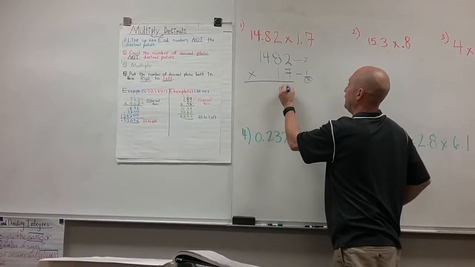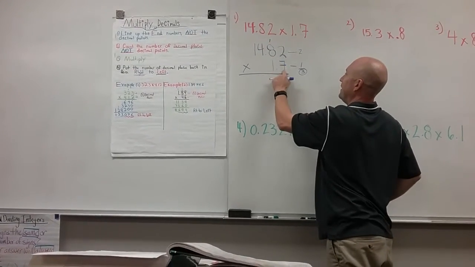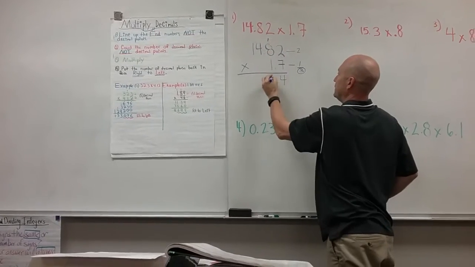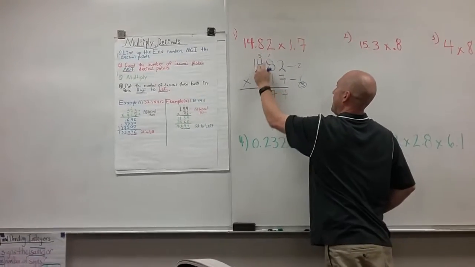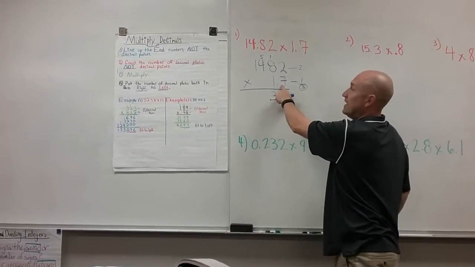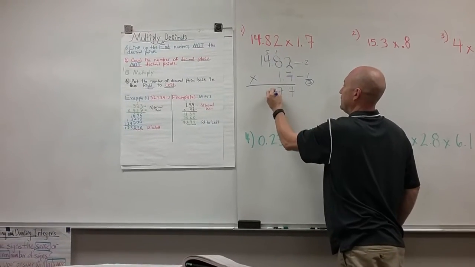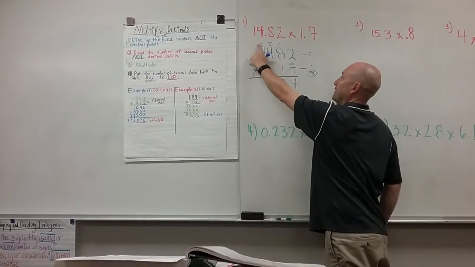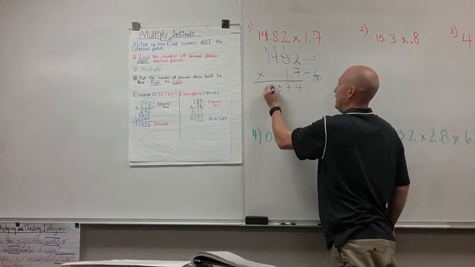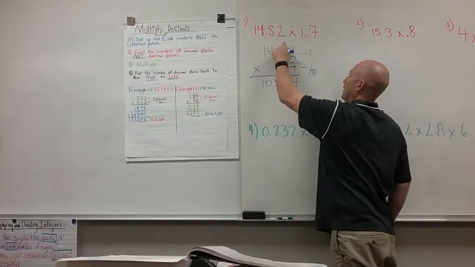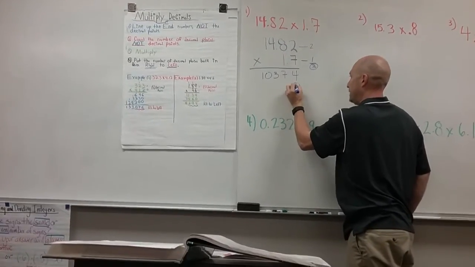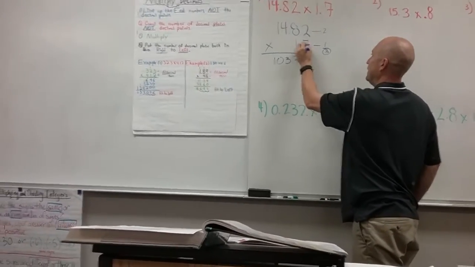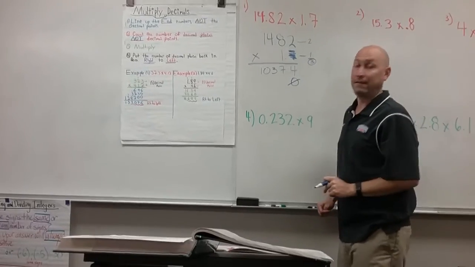7 times 2 is 14. 8 times 7 is 56, plus 1 is 57. 4 times 7 is 28, plus 5 is 33. 7 times 1 is 7, plus 3 is 10. I've completed the first row. I'm going to put a 0 in my placeholder here. I can get rid of the 7 if I like because I have used it.